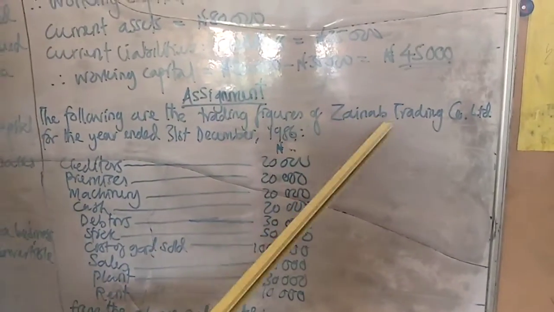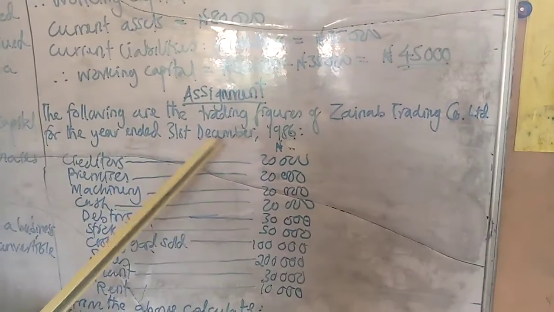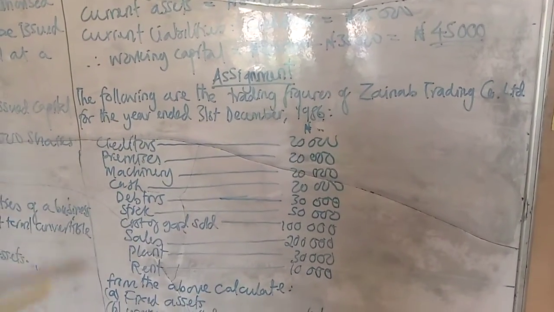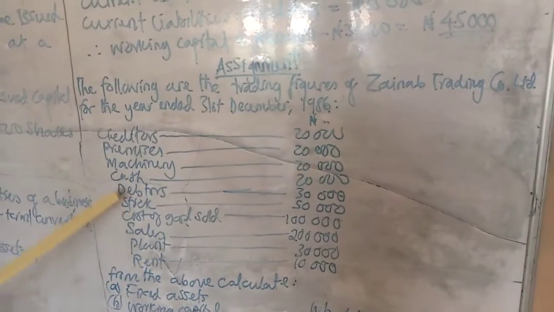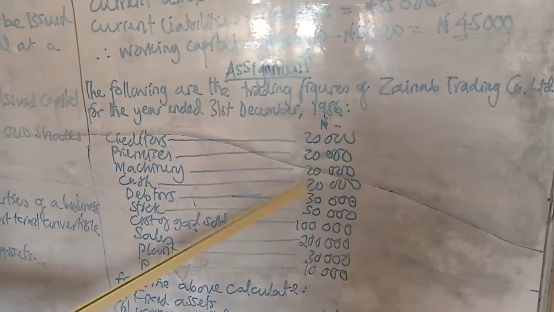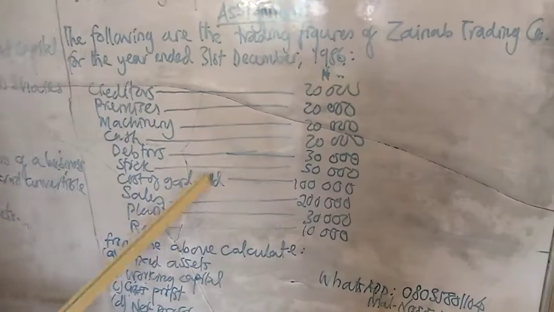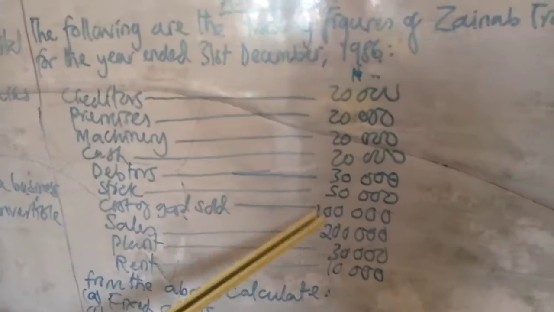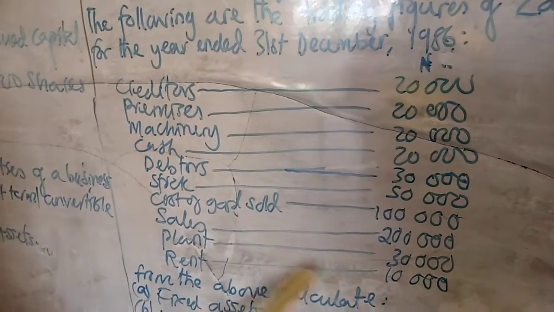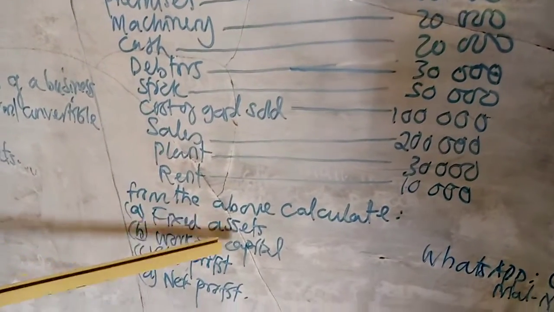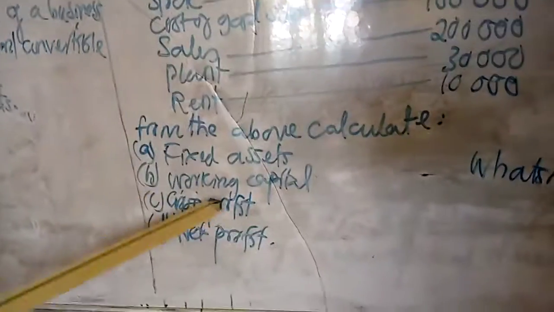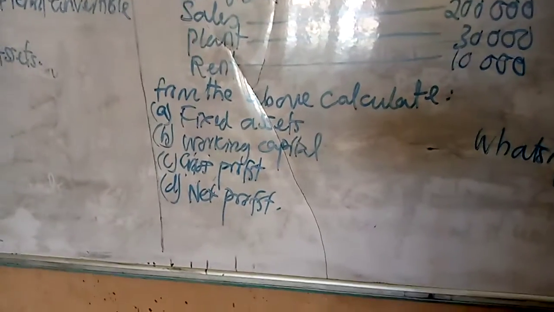So there is this assignment for you. I want you to work. The following are the trading figures of Zainab Trading Company Limited for the year ended at 1st December 1986. Consider creditors 20,000, premises 20,000, machinery 20,000, cash 20,000, debtors 30,000, stock 50,000, cost of goods sold 100,000, sales 200,000, plant 30,000, rent 10,000. Okay, from the above, calculate A, fixed assets, B, working capital, C, gross profit, and D, net profit. You can see, that is it.